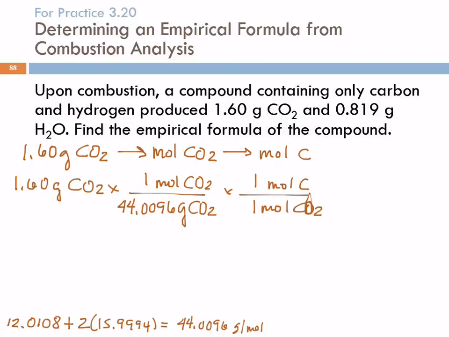1.60 divided by 44.0096 times 1 over 1. That tells me there's 0.036356 moles of carbon. We should have at least 3 sig figs. I threw in 2 extras. Any questions?